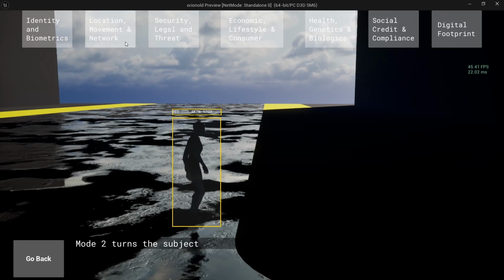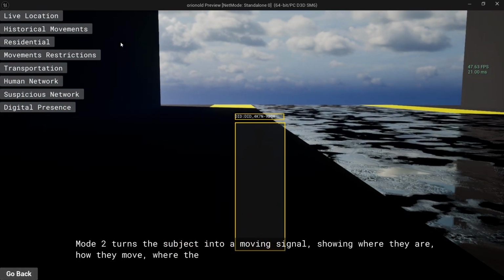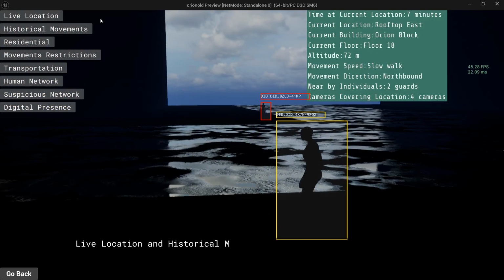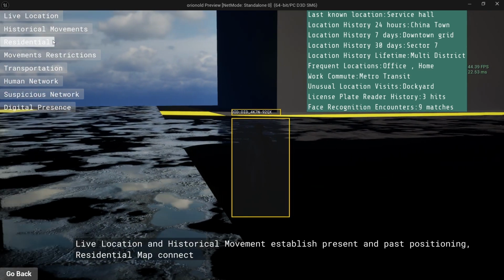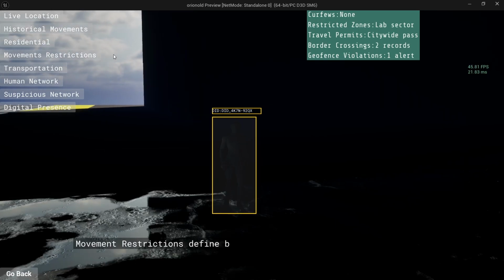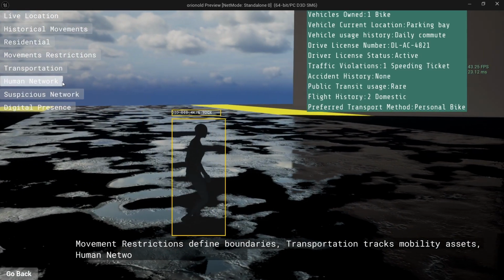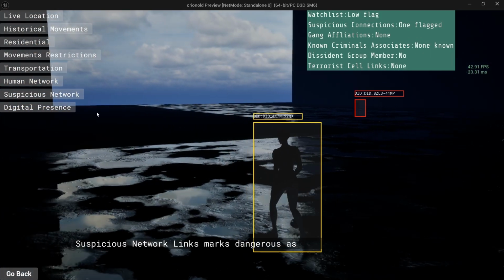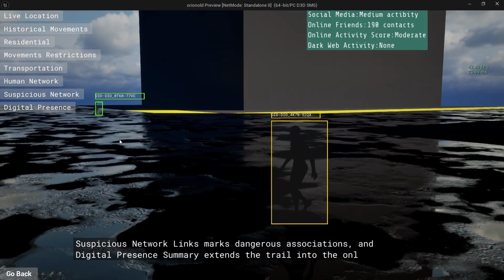Mode 2 turns the subject into a moving signal, showing where they are, how they move, where they sleep, and which paths they repeat. Live location and historical movement establish present and past positioning. Residential map connects anchors like home and work. Movement restrictions define boundaries. Transportation tracks mobility assets. Human network maps personal ties. Suspicious network links marks dangerous associations, and digital presence summary extends the trail into the online sphere.